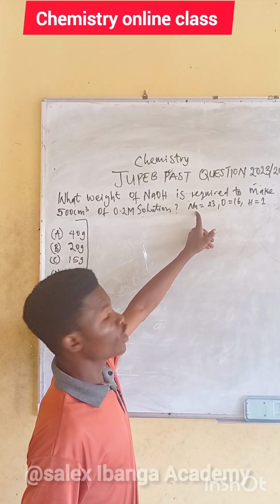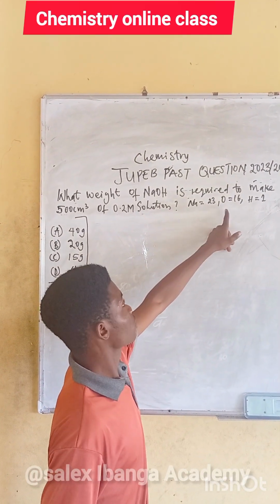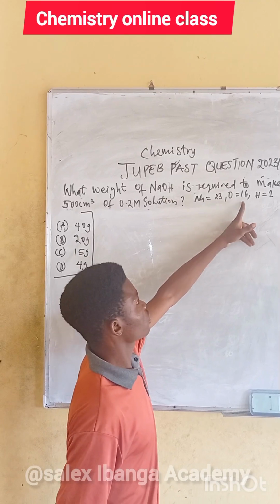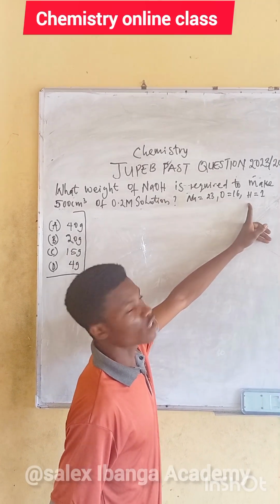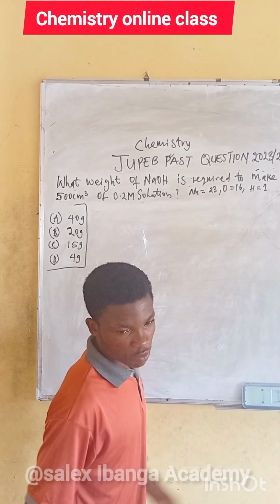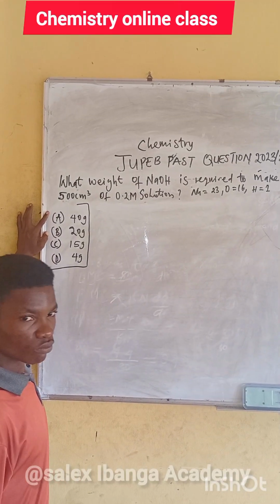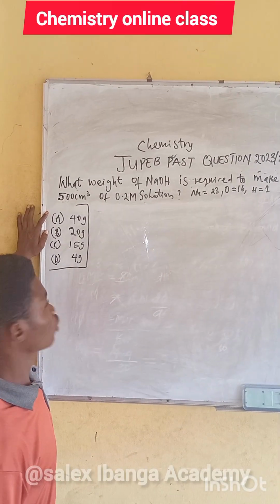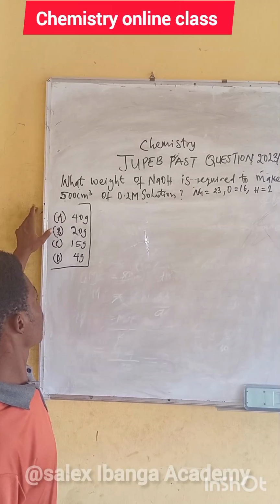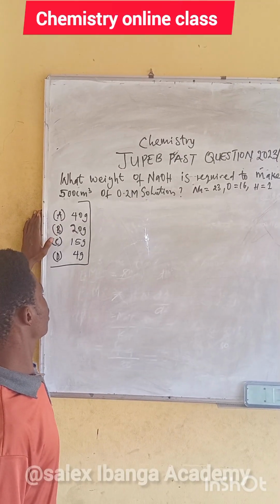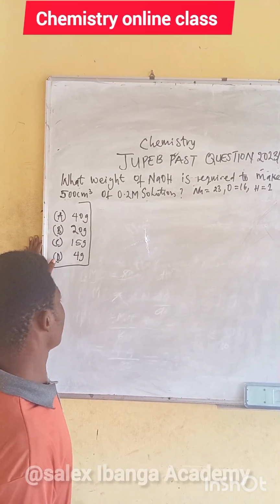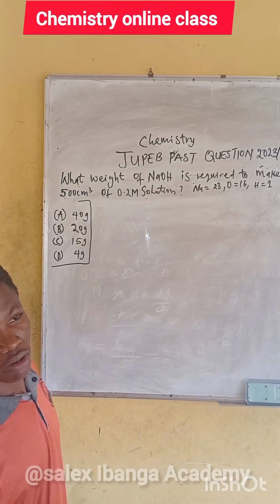Here is sodium, Na is 23, this is molar mass. Oxygen, O is 16 grams per mole, that is molar mass. Hydrogen is 1 gram per mole, that is molar mass of hydrogen. Then these are the options given in the equation. A is given to be 40 grams, B is 20 grams, then C is 15 grams, and then D is given to be 4 grams.